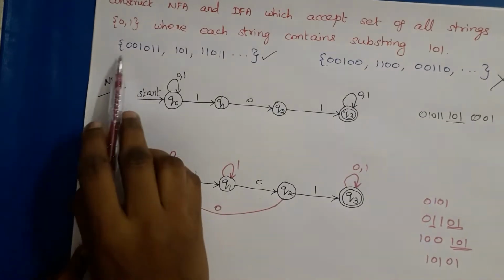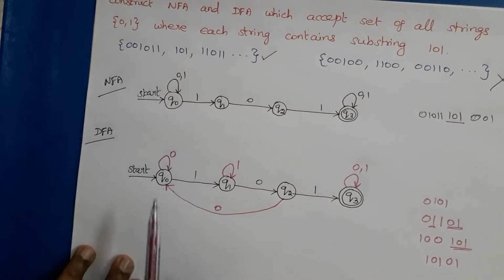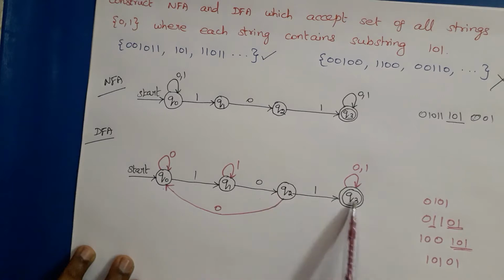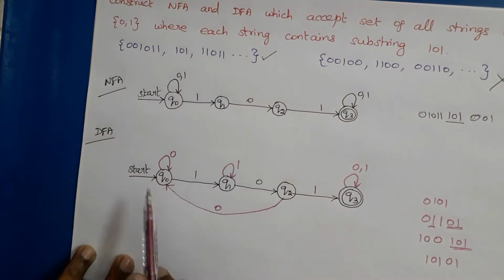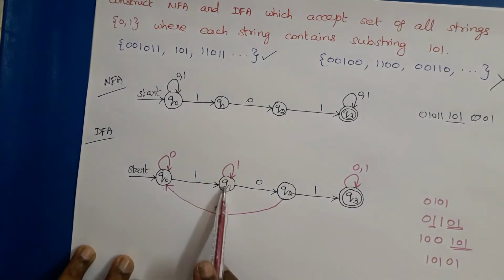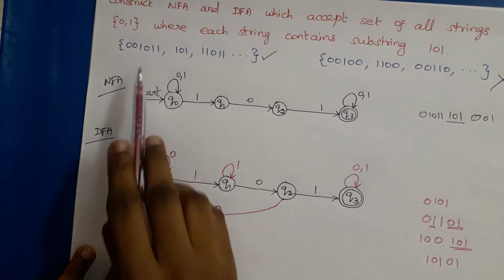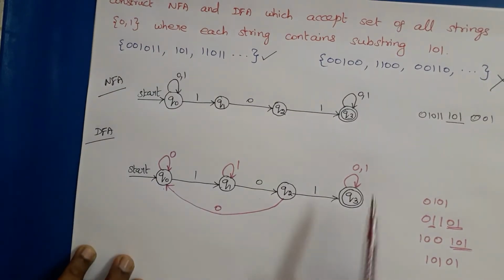Now we will check the correct input strings. 001011, so 0, 0, 1, 0, 1, 1, is accepted by our DFA. Then 101, and 11011, that is 1, 1, 0, 1, 1. These input strings are accepted by our DFA.